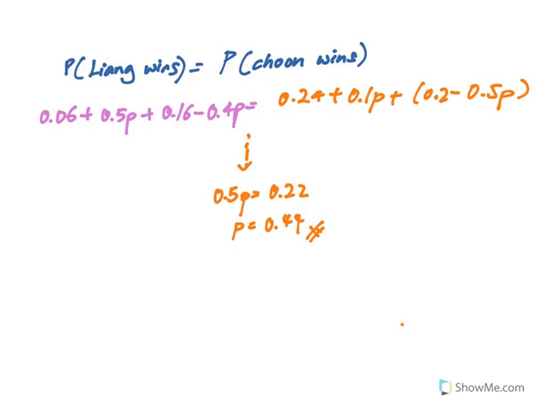So p cannot be a negative number. Because p cannot be 0.44, the game cannot be fair to both players. So the game cannot be fair.